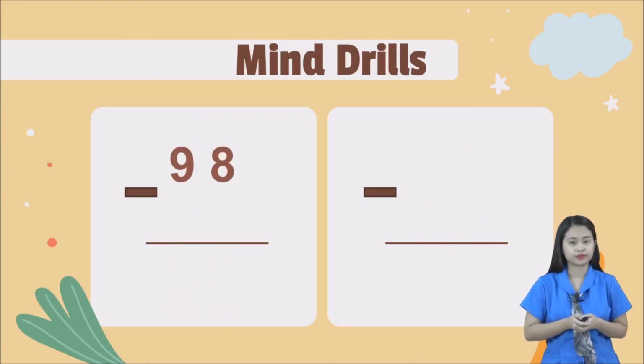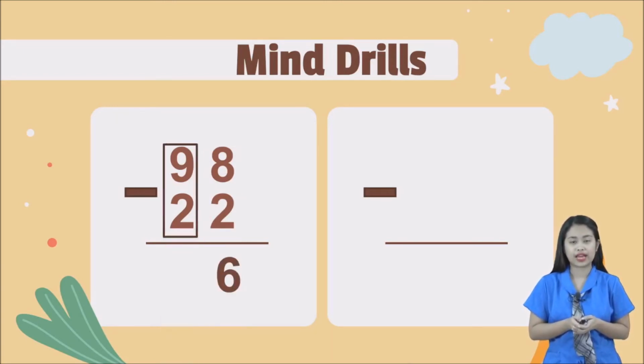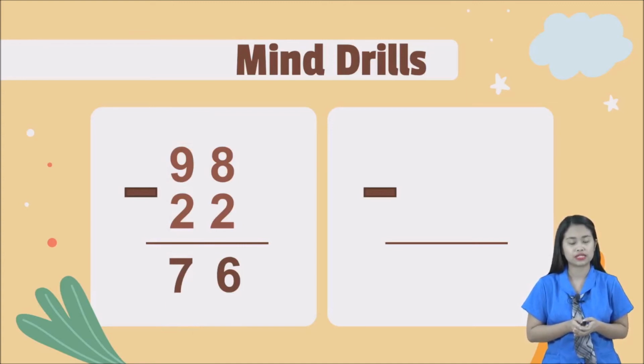Next, we have the numbers 98 minus 22. So the first one is 8 minus 2, and that is 6. Next, 9 minus 2 is equals to 7. Very good. And the answer is 76.